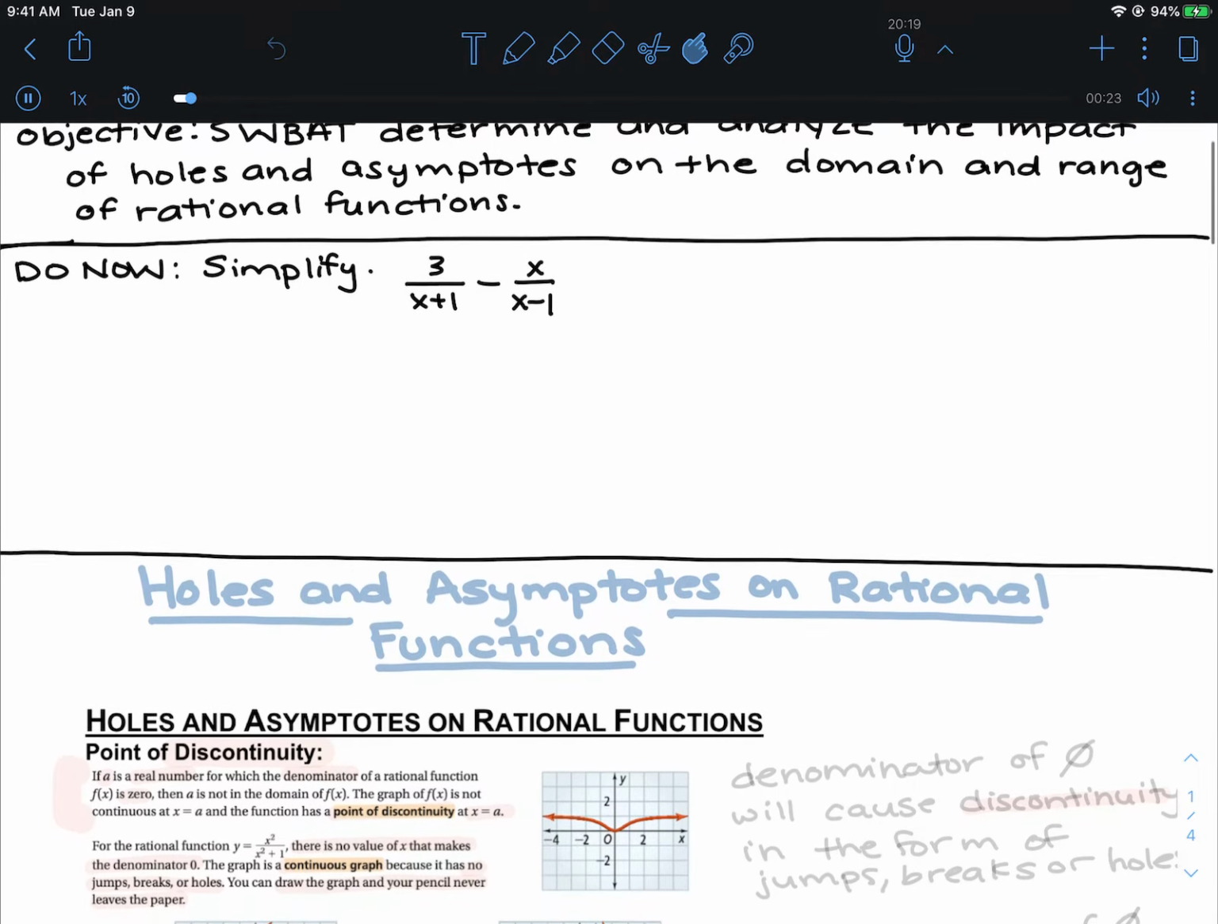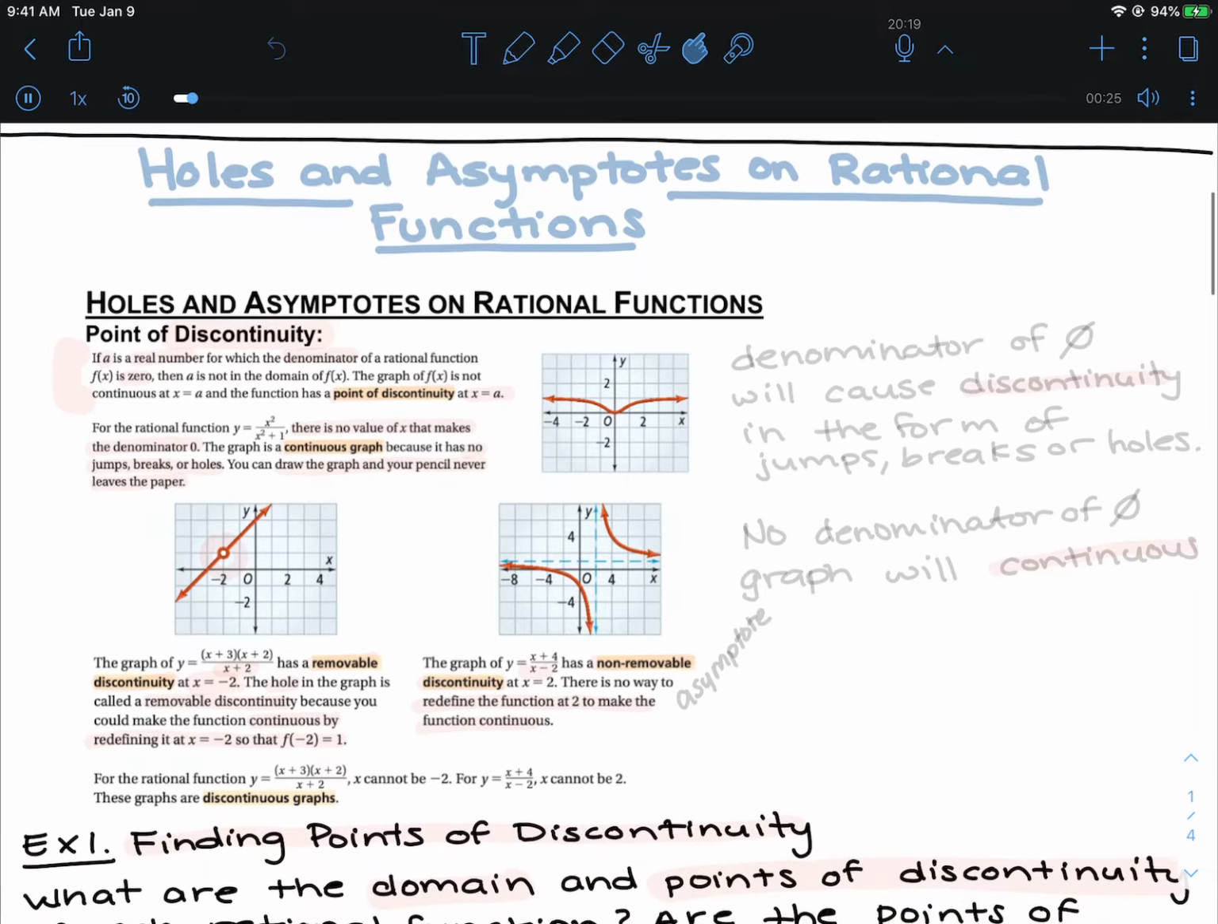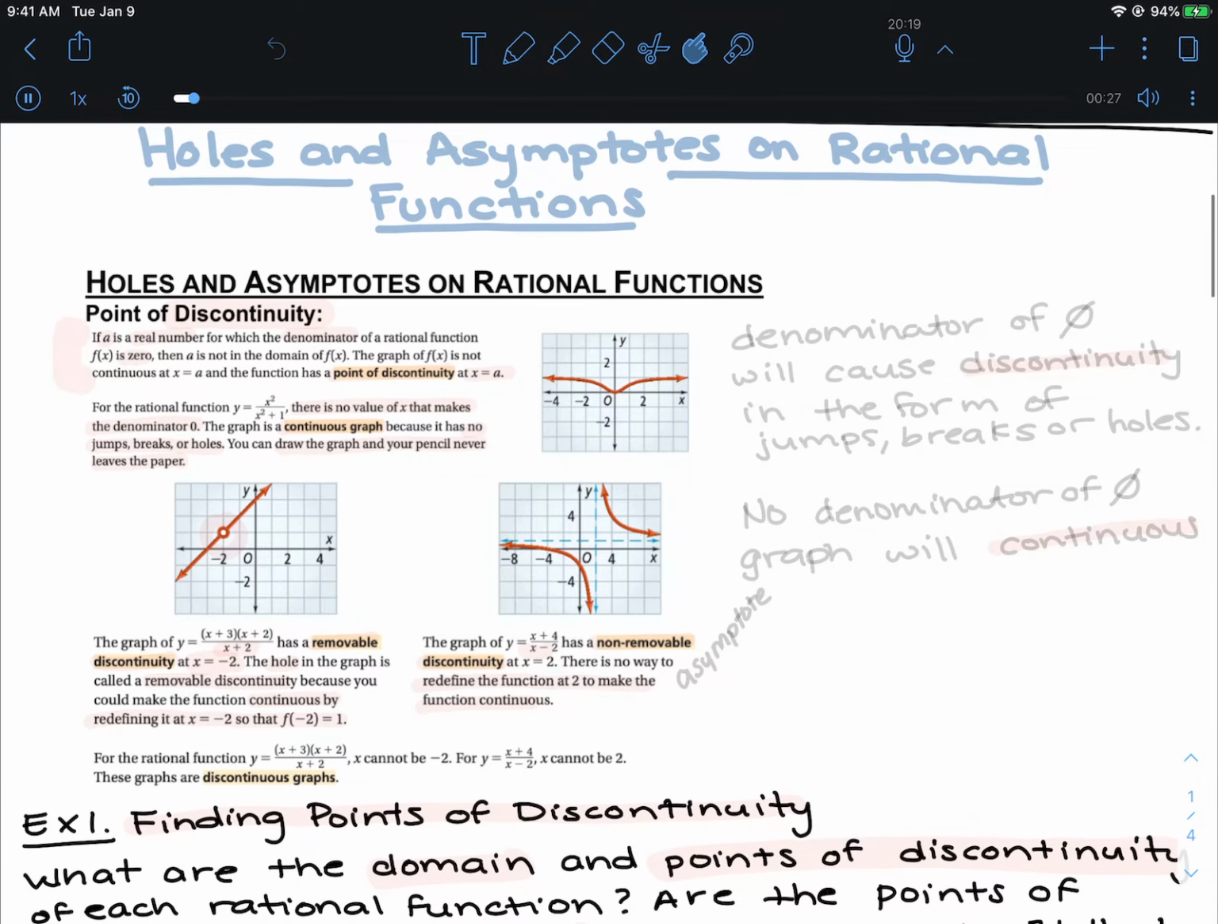So I give you this little snippet right here that we're going to go ahead and call points of discontinuity. Okay, so go ahead and take some time to read what it has over here. I'm going to summarize it for you guys. This first paragraph is basically telling you that A is a real number.